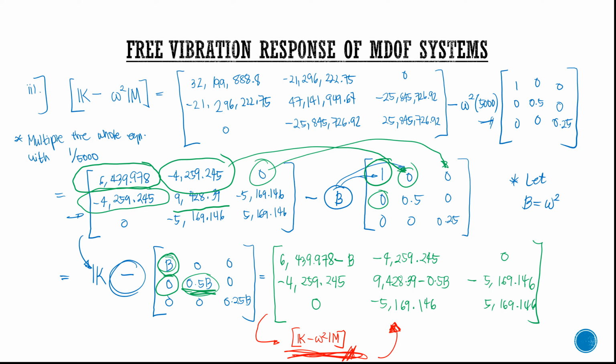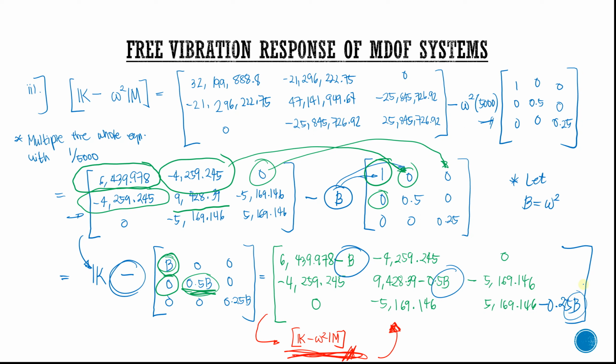Now, since we already have the value for the stiffness matrix minus omega squared times the mass matrix, the next step is we need to determine what is this B. Oh, we forgot the minus 0.25 B here. Minus 0.25 B. Okay. Sorry for that one. So this is the complete matrix. So we need to determine what is this B.